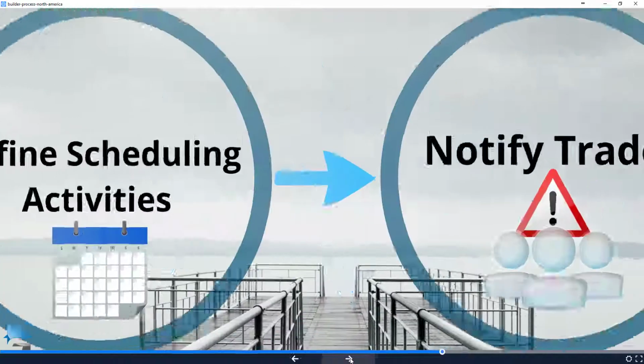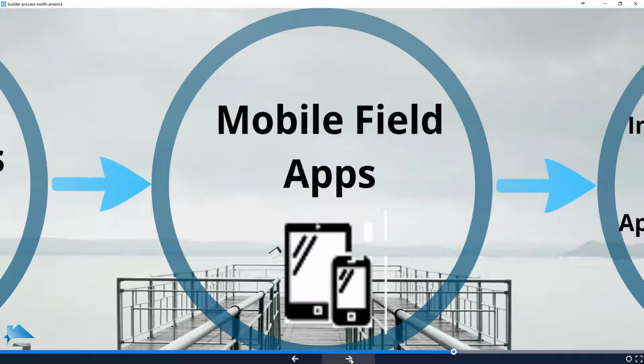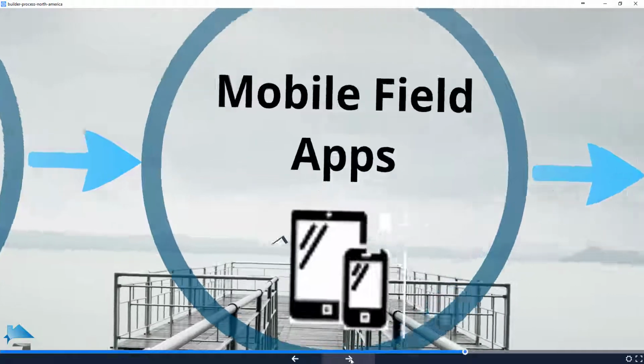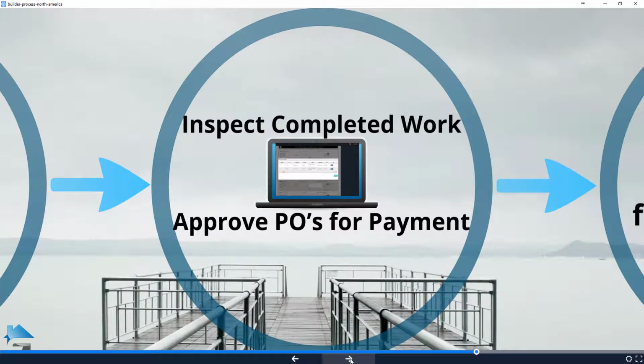So we can have the system assist in keeping the trades notified of any schedule adjustments or updates, and also give people in the field on the job site the means to manage and maintain those schedules using different mobile applications, whether it's run from their phone, an iPad, a tablet, or just their computer. They can access the schedule, indicate whether tasks are started or completed, and indicate, as tasks are being completed, whether they want to approve any related purchase orders for payment.